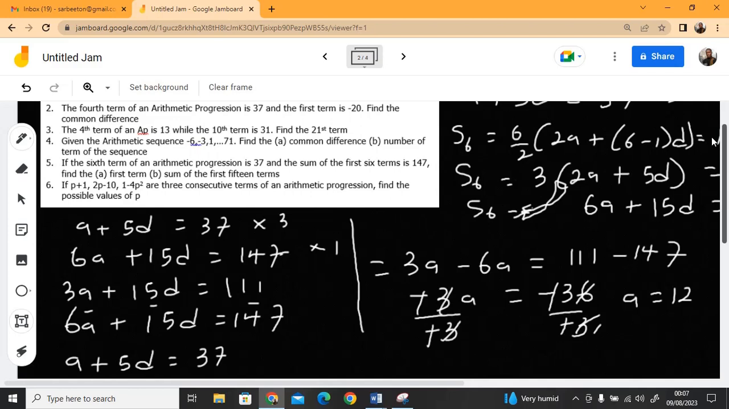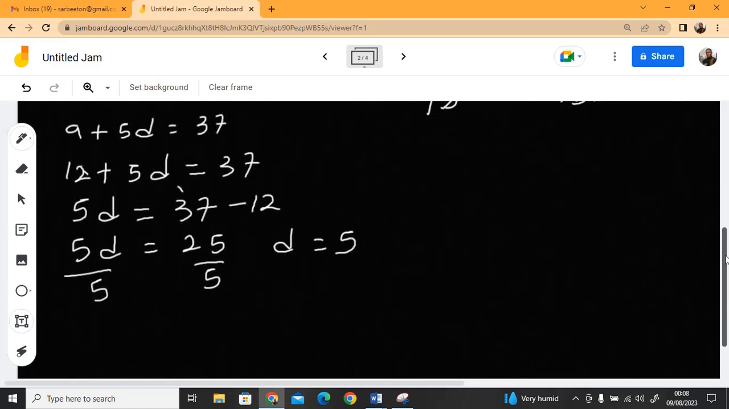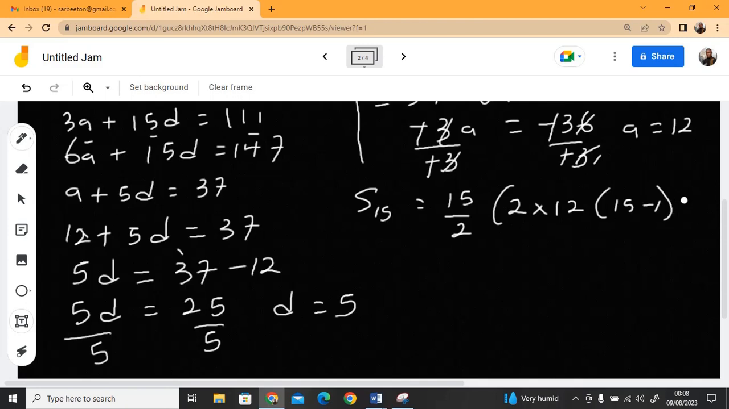Now in the question, what you are given is to find the sum of the first 15 terms. We have gotten the first term, a is 12. So the sum of the first 15 terms, using our formula, S15 equals, my n is 15 now, 15 over 2, that will be 2a, 2 times what? My a is now 12, then n minus 1, that is 15 minus 1, then my d is 5.